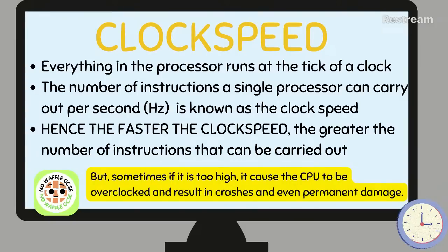Now, clock speed is another factor that impacts the CPU performance. So, everything in the processor, as we said, runs at the tick of a clock. The number of instructions a single processor can carry out per second is measured in hertz, and this is known as the clock speed. Hence, the faster the clock speed, the greater the number of instructions that can be carried out per second. But sometimes, if it is too high, it can cause the CPU to be overclocked and result in crashes, and it could even have permanent damages.